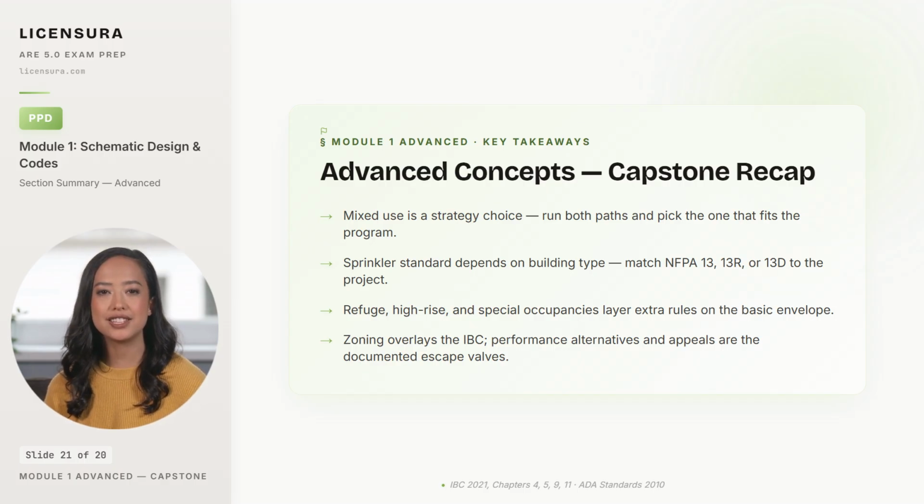And the documented escape valves close the picture. Zoning sits as the outside constraint. The performance-based alternative under Section 104.11 is the in-code path when the prescriptive envelope refuses to fit. And the Section 113 appeals process is the formal last resort that the architect uses sparingly. Read every code prompt for the seam inside it. Walk the seam on the record.